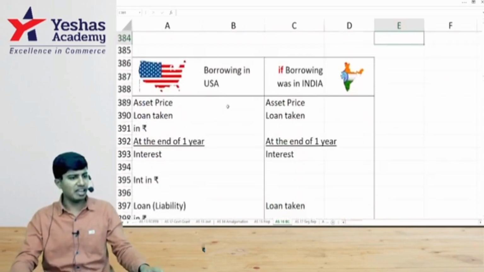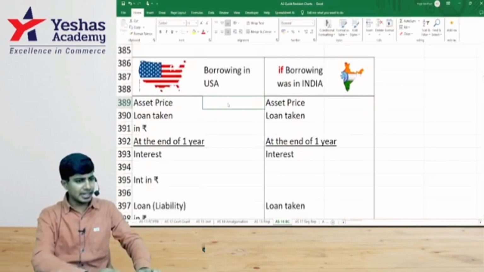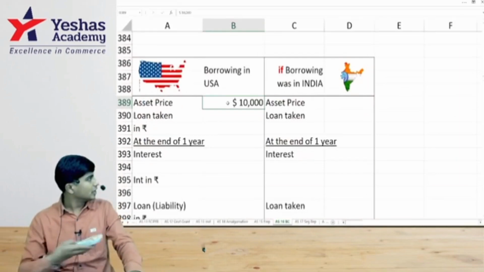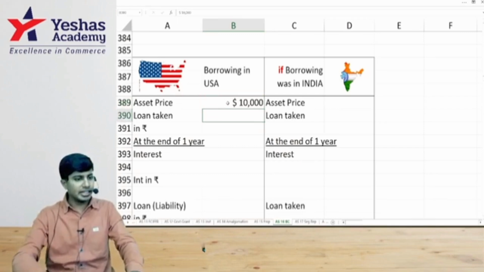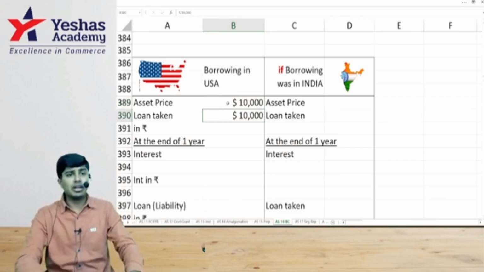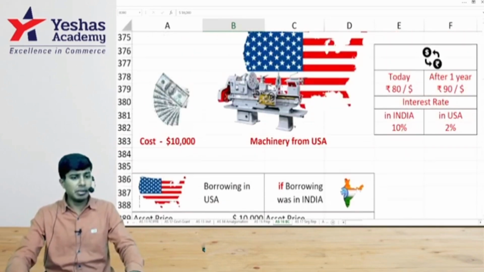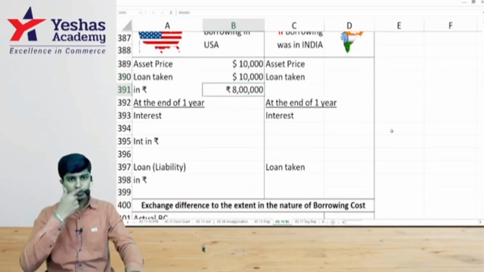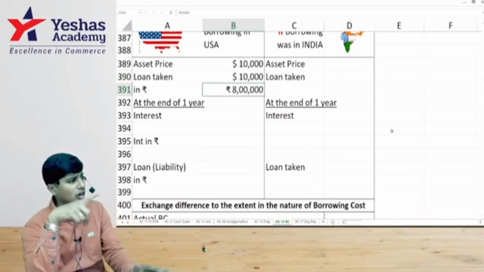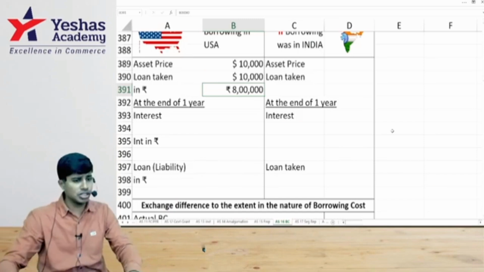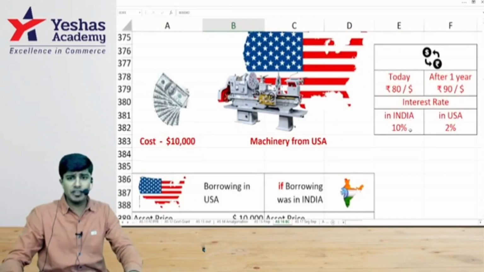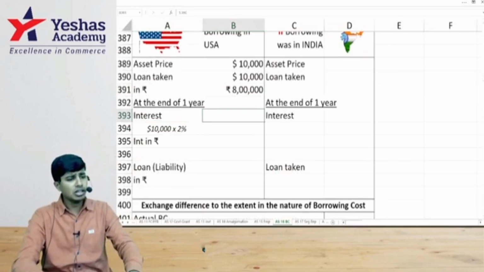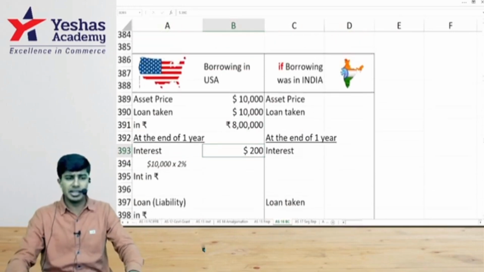If in case we buy the asset in USA for $10,000 and we take the loan in USA, then the loan taken is $10,000. If you have to represent it in Indian currency, it will be $10,000 into 80 rupees per dollar, which comes to rupees 8 lakh. Interest has to be paid not on 8 lakh rupees, but on $10,000 at the foreign rate of interest of 2%. If I do that, I'll get $10,000 into 2%, $200 as my interest expense.